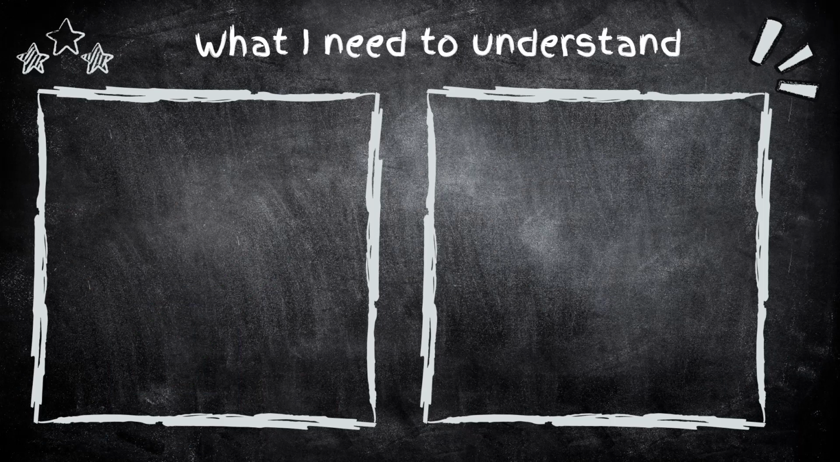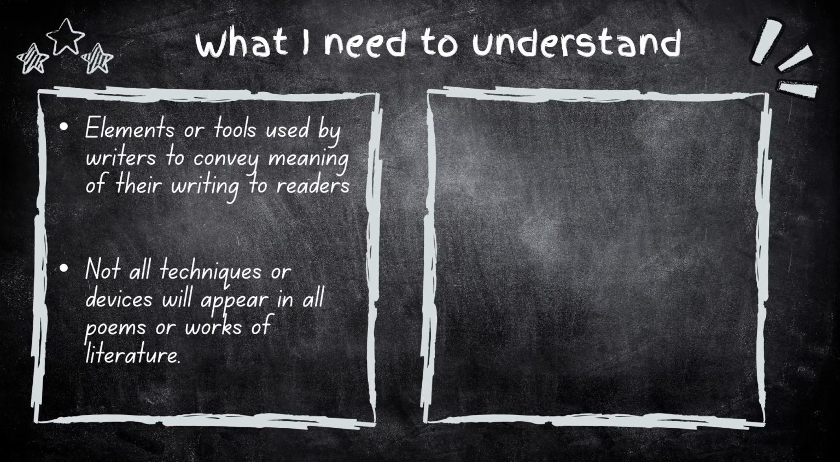When looking at literary techniques and poetic devices that are used by our writers, a couple things we need to understand. First of all, these are elements that are used by our writers to convey meaning for their writing to the readers. And because we know how writers are, lyricists are, poets, etc., they tend to use complicated or complex language, but it's to add flair to their writing, and you need to understand these techniques and these devices that they use in order to figure out what they're saying.